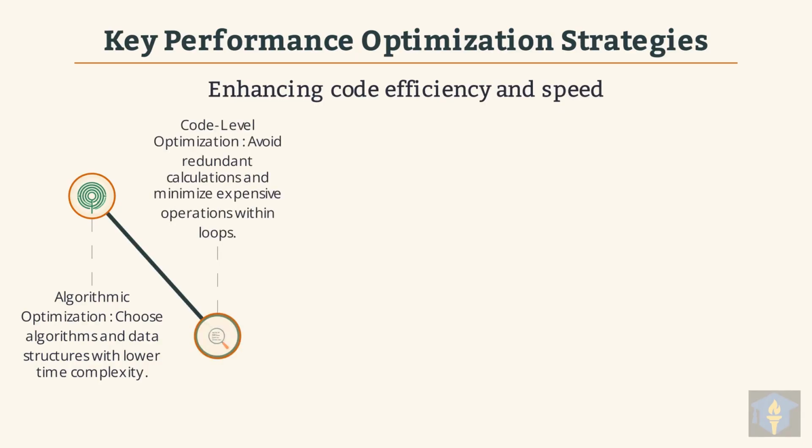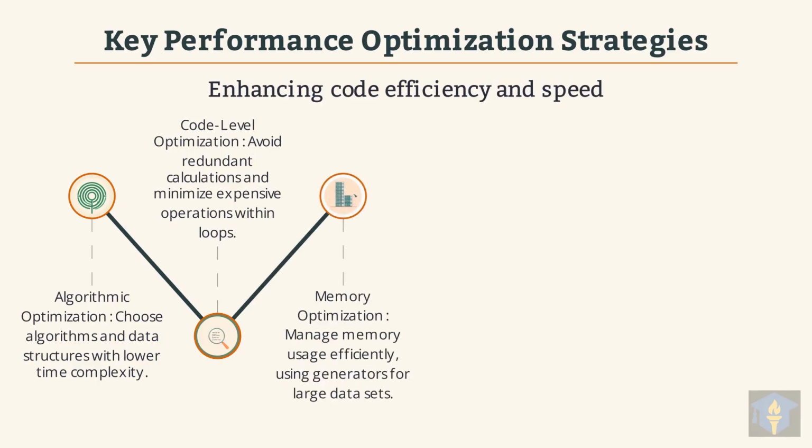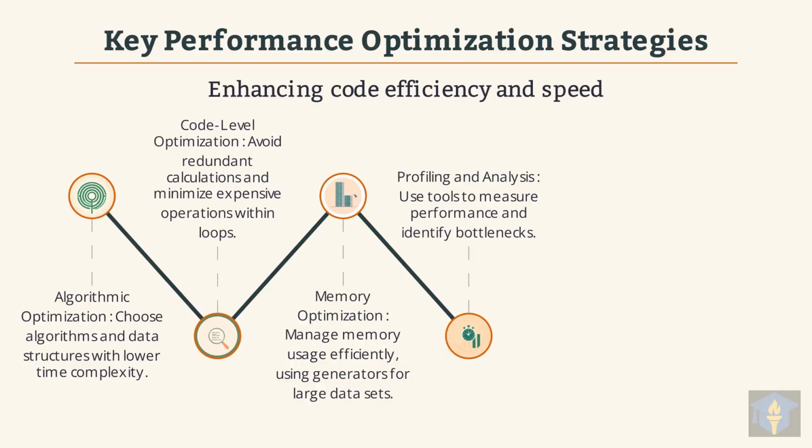Code-level optimization means avoiding redundant calculations and minimizing expensive operations, especially when they are inside loops. Memory optimization focuses on managing memory usage efficiently, often by using generators for processing large data sets. Profiling and analysis involve using specialized tools to measure code performance and precisely identify any existing bottlenecks.